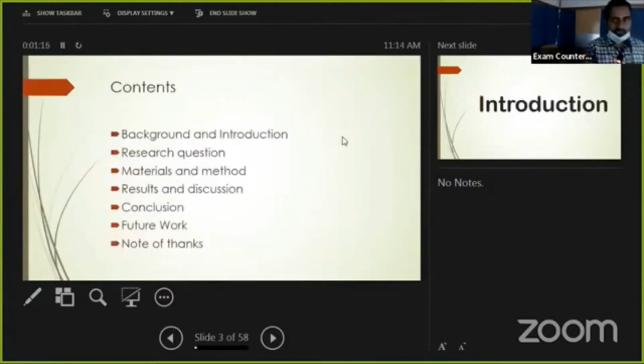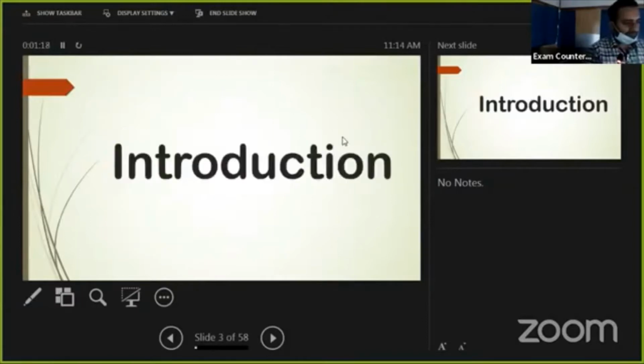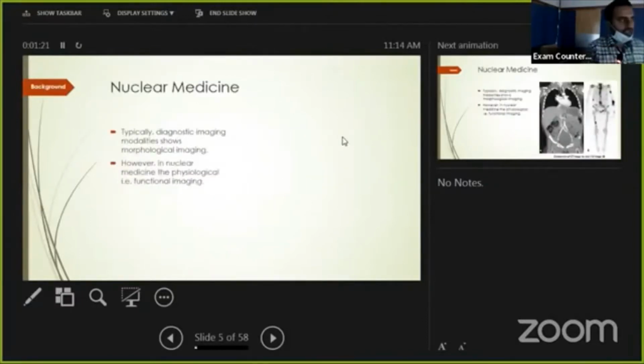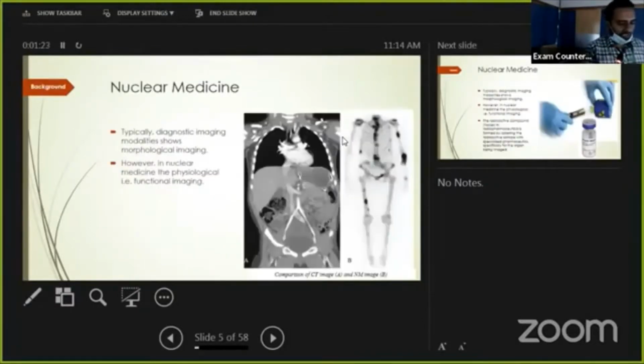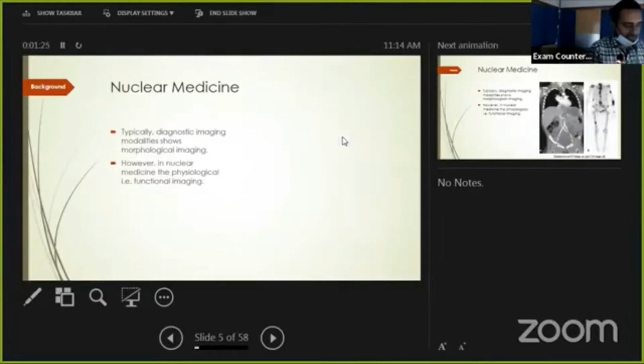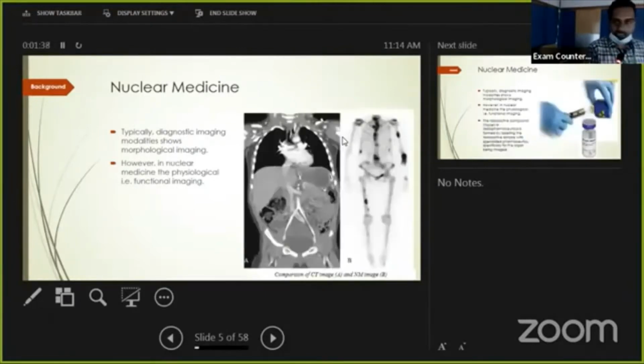So these are the contents for my presentation. Regarding nuclear medicine, as we all have some basics related to radiology, I am skipping that part. Nuclear medicine basically tells us about physiological imaging. That means anatomical imaging is not done in it. It's basically functional imaging.